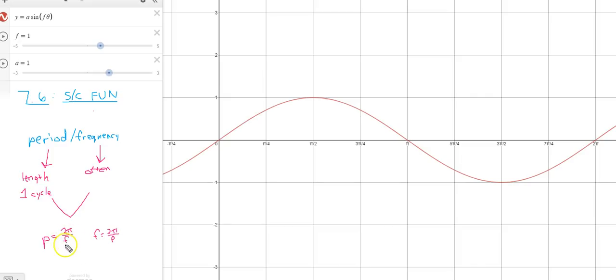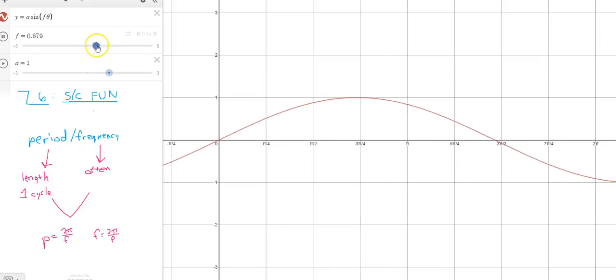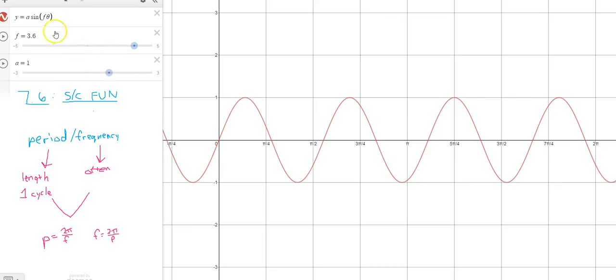So they're inversely related to each other, which means, so I'm going to have my frequency go up. So this number went up. It's more frequent, and therefore, because it's more frequent, the length of a cycle is shorter. The more frequent, the shorter the cycle. The shorter the cycle, the more frequent we are.